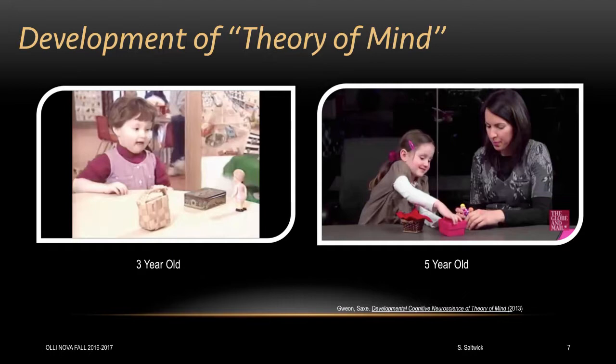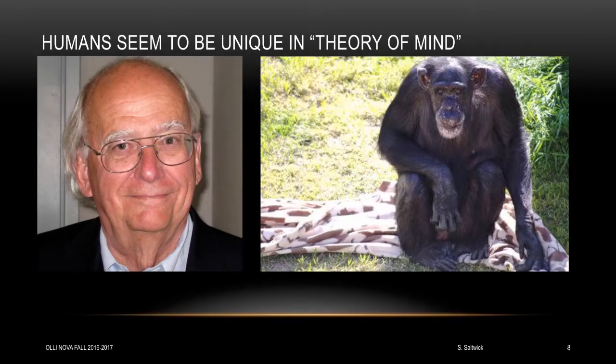Now, there are differences in acquisition. Children presenting autism spectrum disorder show significant delays in the acquisition of this capability, and we'll discuss that later in a following seminar. Just as there's a voluminous literature investigating theory of mind in humans, there's an equally voluminous literature investigating theory of mind in animals.